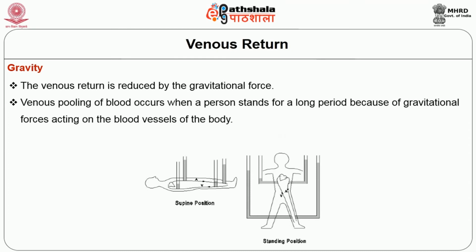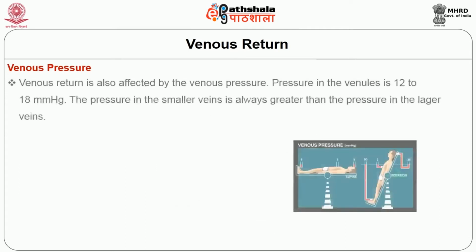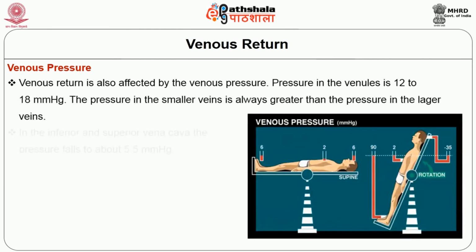Venous pooling of the blood occurs when a person stands for a long period because of gravitational forces acting on the blood vessels of the body. Because of this venous pooling, the amount of blood returning to the heart decreases. Venous pressure: venous return is also affected by the venous pressure.